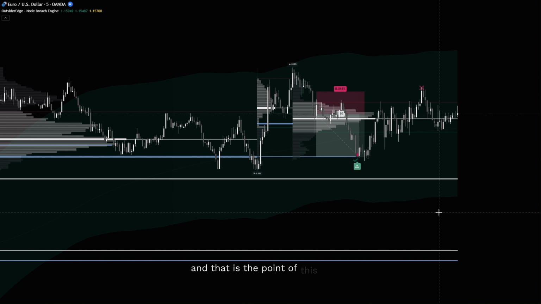And that is the point of this engine. It is not here to give you random buy and sell signals. It is here to show you where price is likely to react, where targets become dangerous, and where node breaches can create better trade opportunities.